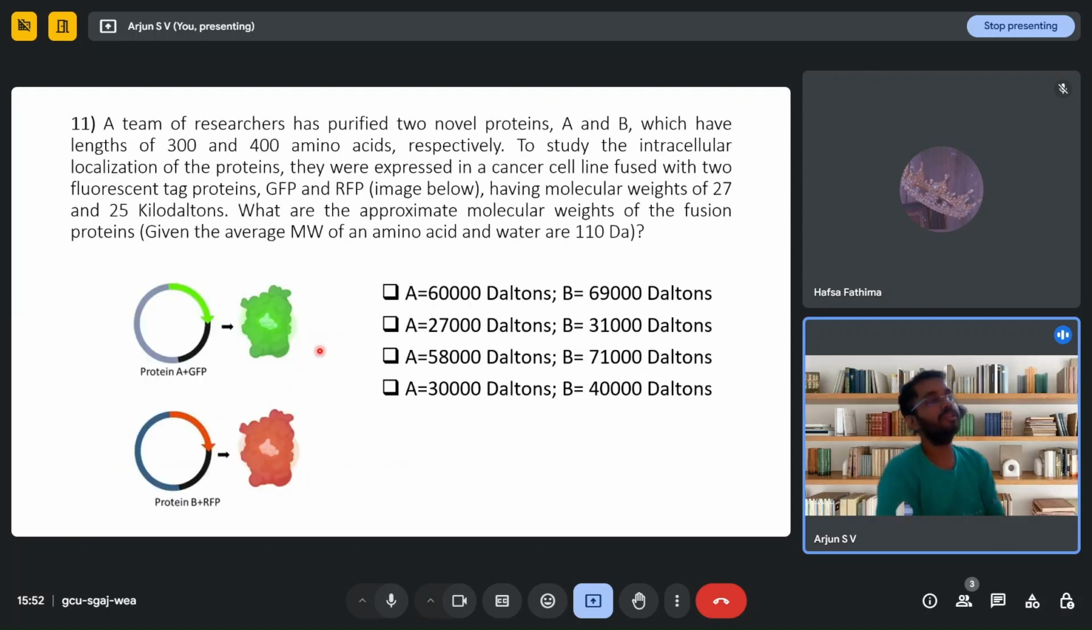So question number one: a team of researchers has purified two novel proteins A and B, which have lengths of 300 and 400 amino acids respectively. To study the intracellular localization of the proteins, they were expressed in a cancer cell line fused with two fluorescent proteins, GFP and RFP, having molecular weights of 27 and 25 kilodaltons. What are the approximate molecular weights of the fusion proteins? Given the average molecular weight of an amino acid and water is 110 daltons.